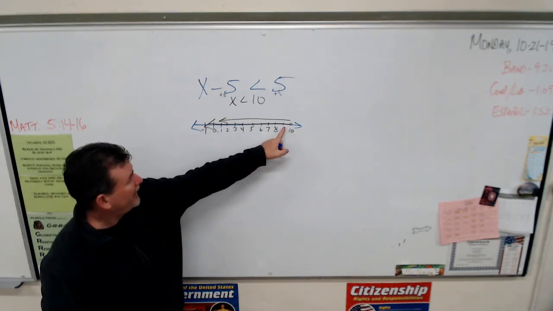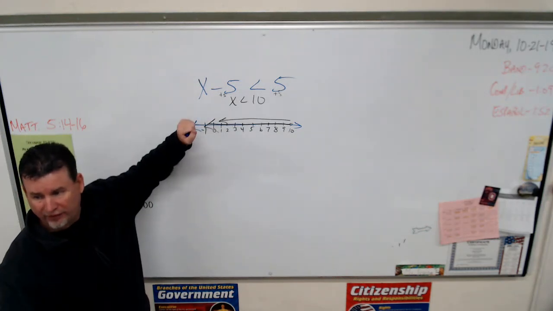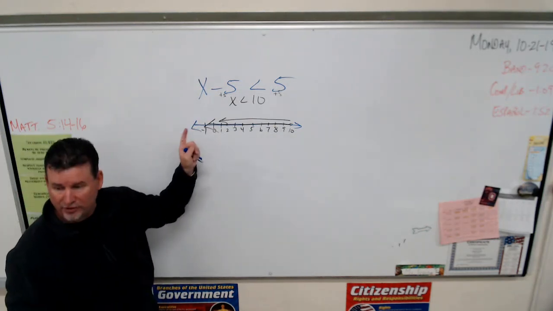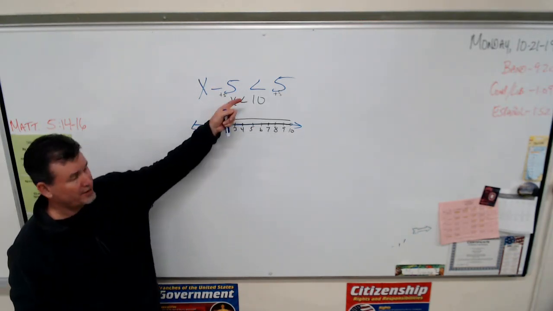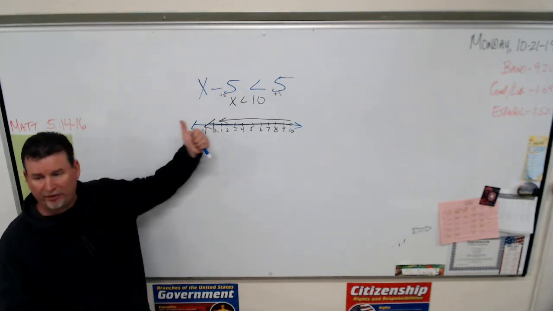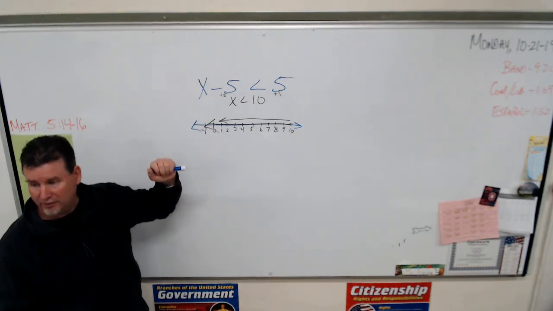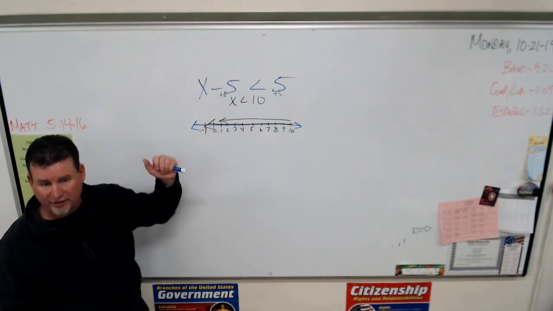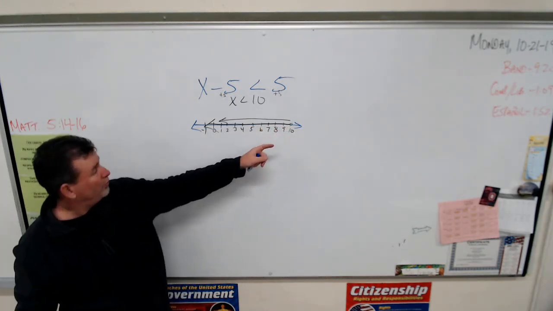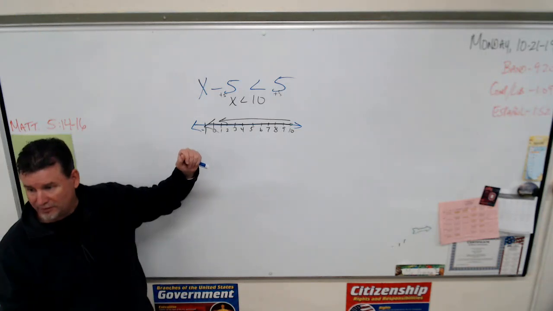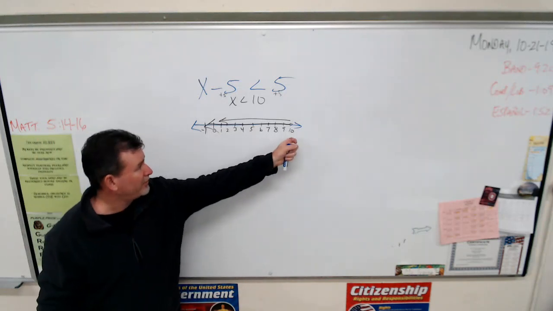What if x was 9? What's 9 minus 5? Is 4 less than 5? That's why 9 is included in the solution. What's 3 minus 5? Is -2 less than 5? That's why it's included. Everything less than 10 is included. What's 10 minus 5? Is 5 less than 5? That's why it's not included. What's 11 minus 5? Is 6 less than 5? That's why 11 is not included. It's everything less than 10.